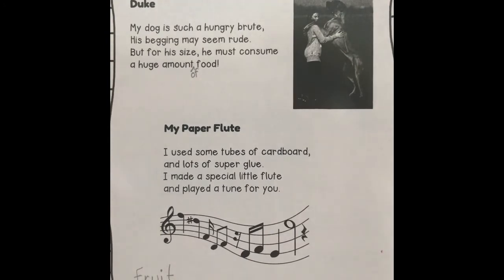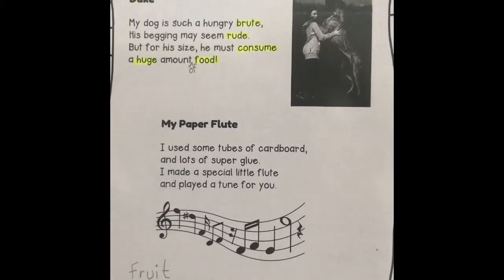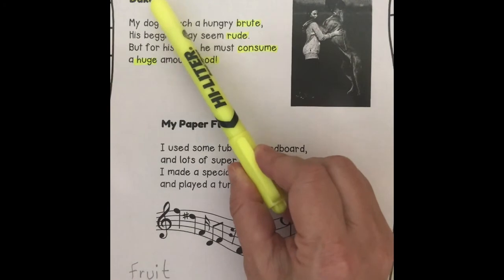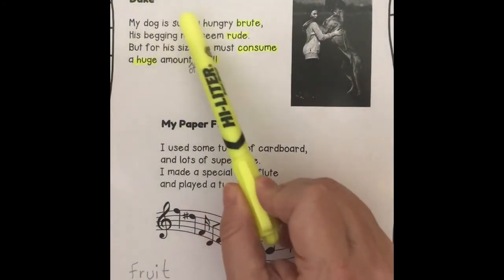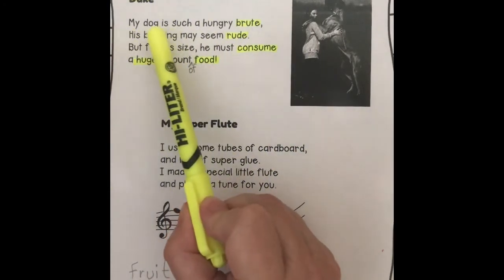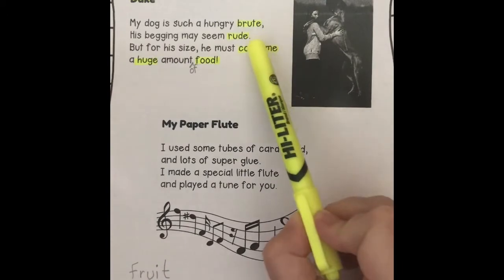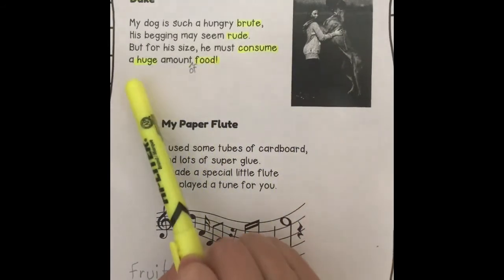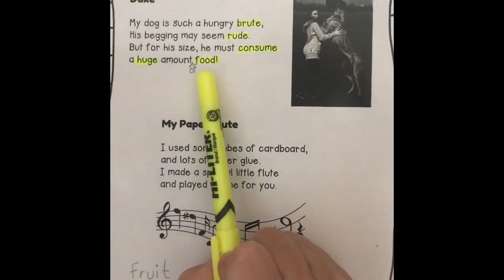Okay, now I want you to pause your video and take your highlighter and highlight all the words with that long U sound. So did you highlight all of the same words that I did? I highlighted Duke at the top because that's obviously the name of the dog, but that word Duke isn't used anywhere else in the poem. So I went ahead and highlighted that one. I also highlighted the word brute and rude and consume, huge, and food. Okay.